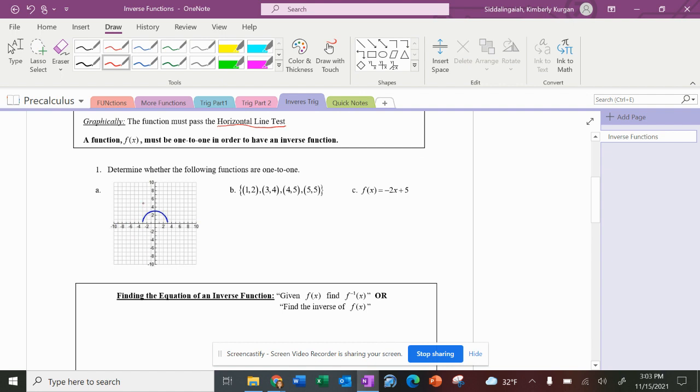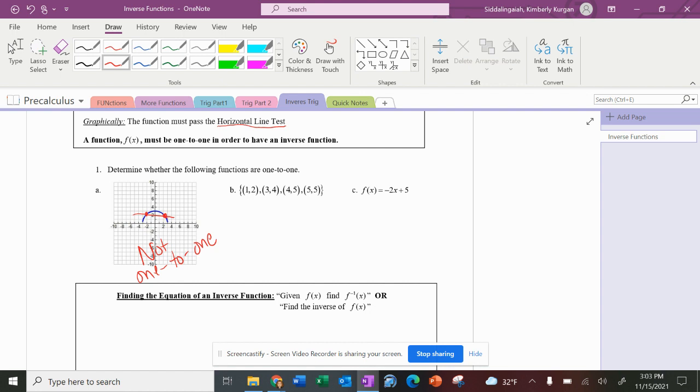So in part A, I see this definitely passes the vertical line test, but when I go to draw a horizontal line, I can see that this fails, and so this is not one-to-one. And I'm sad, but that means that to find the inverse of that, we would have to do a little bit of negotiating. We'll talk about that in a little bit.